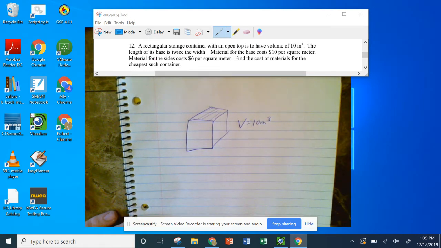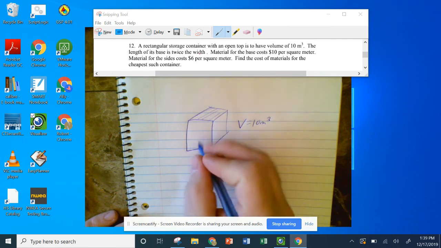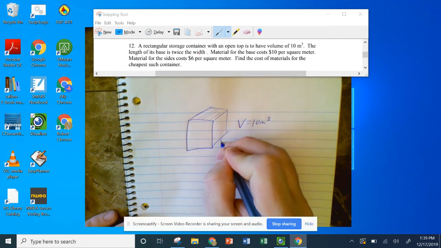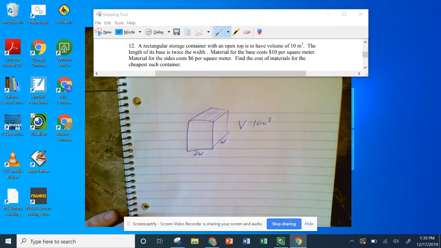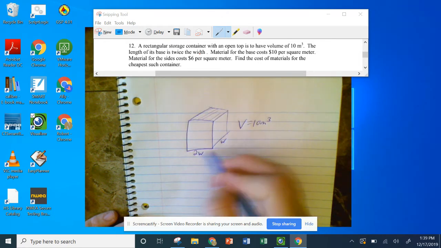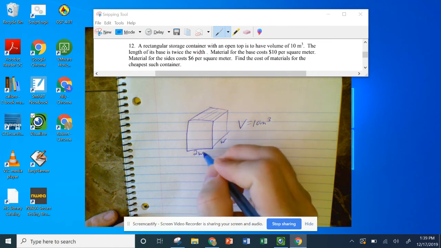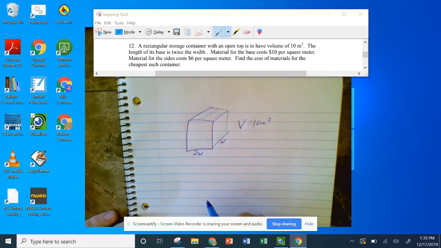The length of its base is twice the width. It doesn't really matter which one you want to be what. Let's just call this the base and this the width. So if this is the width, this one is twice as big. Obviously I didn't draw it to scale, but it doesn't matter which one you pick as long as one of them is twice as big as the other, since you could rotate the box.